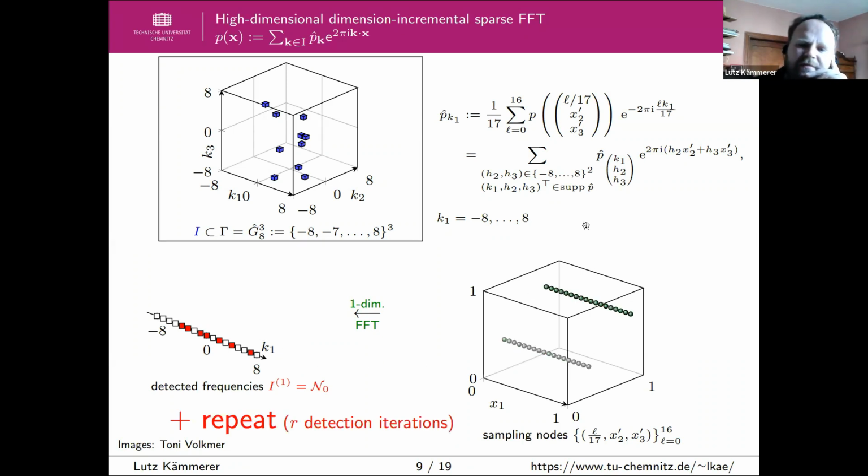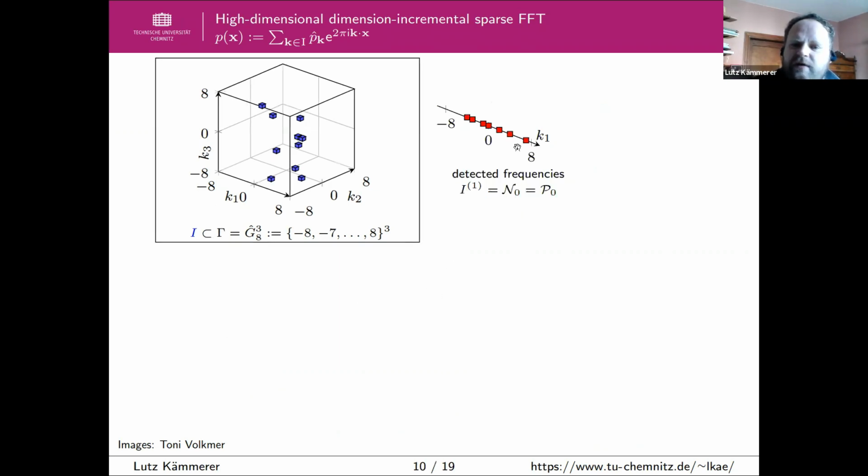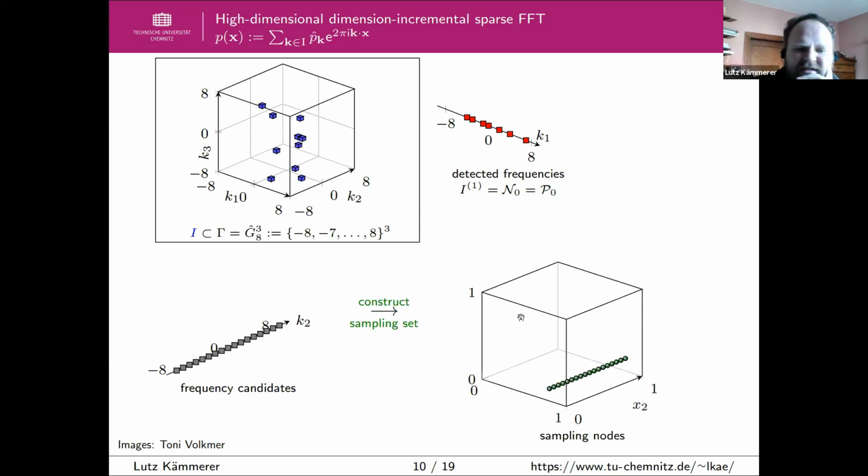And okay, you have to repeat it because you possibly sum up some Fourier coefficients, and maybe you have some cancellation, so you do not see this specific K1. But if you vary your x2 and x3, then the probability that this happens for all the different x2 and x3 is almost zero, or is very low.